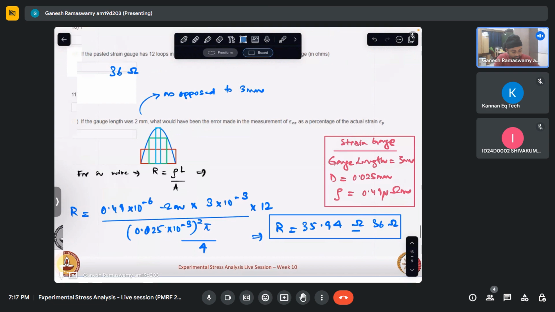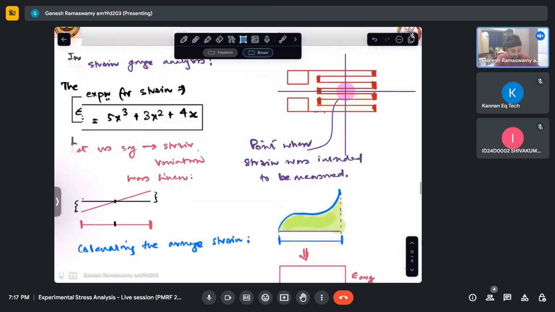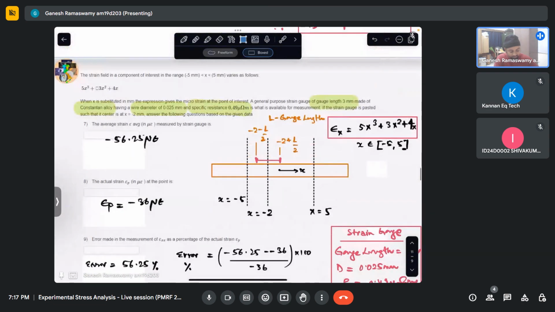Because in the actual problem, we will not have such nice expressions at our disposal to find out what the actual error would be. For an unknown problem, we don't know how the strain variation is. So we need to be sensitized to that, which is the entire purpose of this question. I suppose it is clear.